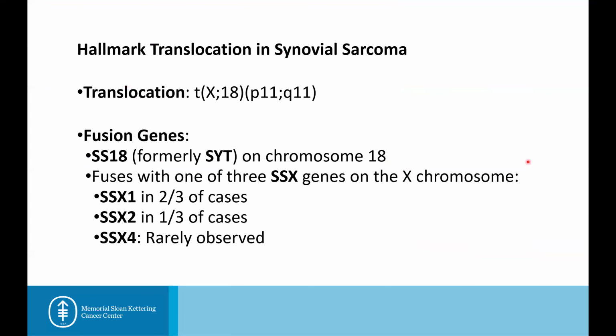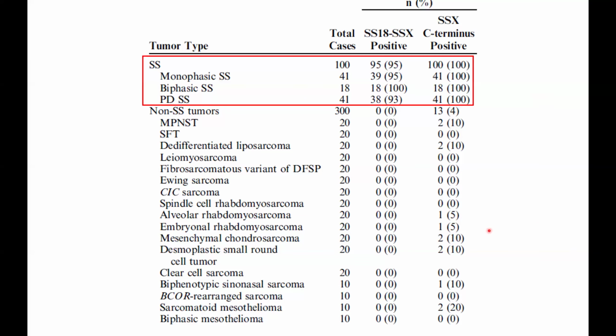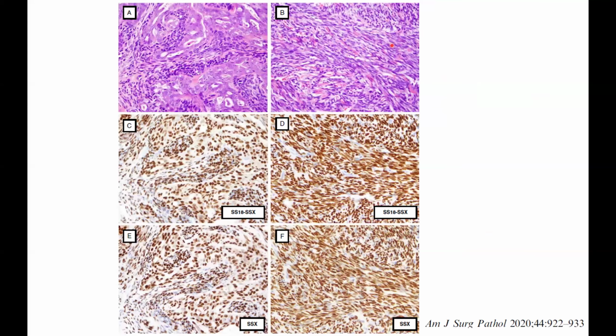But we know the molecular underpinnings: there is a translocation involving the X18 gene, SS18, formerly SYT, with SSX1, 2, or 4. And now we have a new antibody, a rapid monoclonal antibody that actually hits the fusion. It's a fusion-specific antibody that hits the breakpoint or the C terminus of the SSX. It works extremely well, has extremely high sensitivity and specificity, and in the appropriate morphologic context, it can actually obviate the need for molecular confirmation.